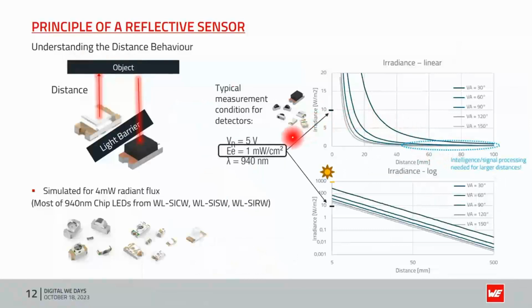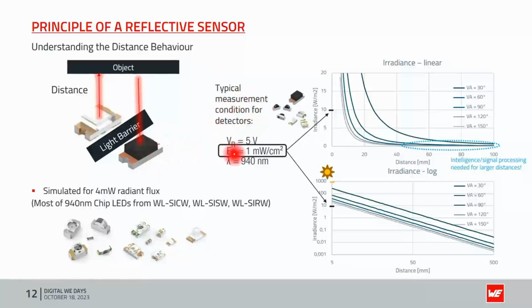In this case, for the simulations, I used 4 milliwatts of radiant flux, which is something you can achieve with most of the chip LEDs in our portfolios. Chip LEDs means the low power infrared LEDs that are really small like this. And the idea was, okay, what are interesting irradiance levels, so where we can see if a detection works or not. For that, we can look at the data sheet of the photodetector.